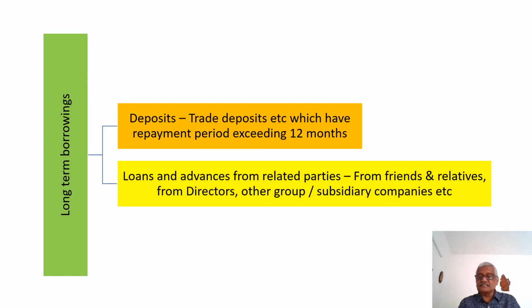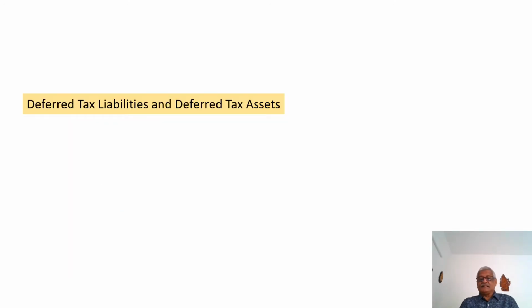Second one is loans and advances from related parties. As I have already said, from friends and relatives, from directors, other group, subsidiaries, companies, they should be indicated. Now, having understood the long-term borrowing, the next item coming under the non-current liabilities is deferred tax liabilities. But we will understand both the deferred tax liabilities and deferred tax assets together. Deferred tax assets will appear under non-current assets on the asset side. Since it is similar and opposite, let us understand the deferred tax liability as well as the deferred tax assets together.